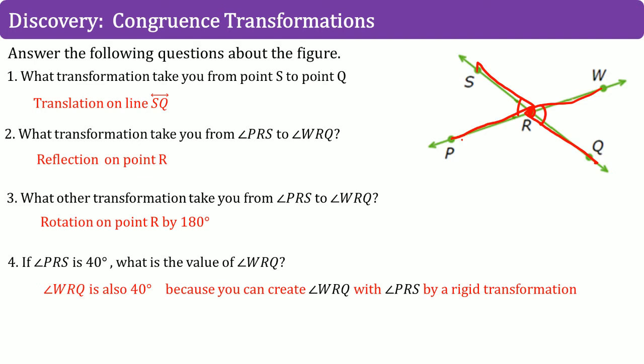Therefore, if angle PRS is 40 degrees, then we know that angle WRQ is also 40 degrees because you can create that with a rigid transformation. So you can say angle WRQ is equal to angle PRS by reflection on point R or rotation on point R by 180 degrees. This is the idea of what a congruency transformation is, having two geometric shapes that are identical. We are going to now look at the core concept.